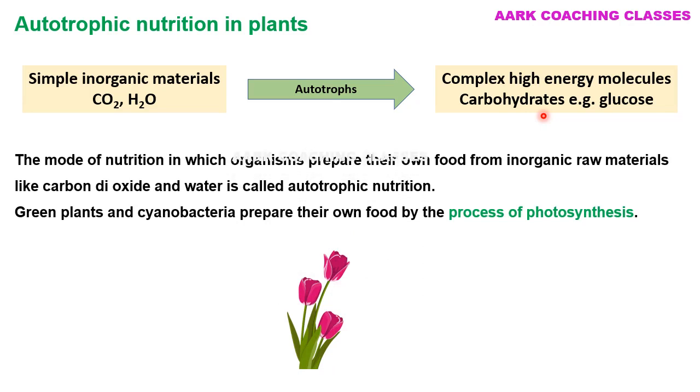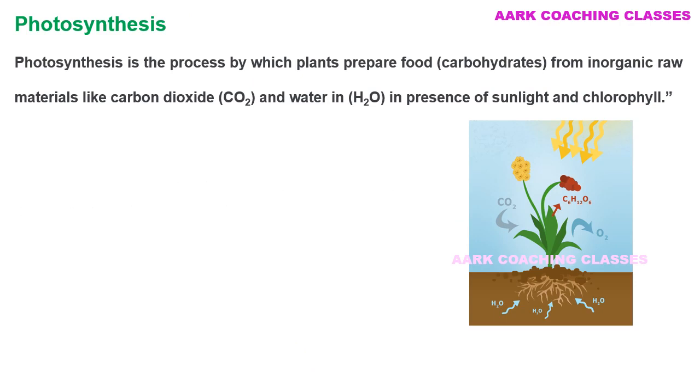Now, the mode of nutrition in which organisms prepare their own food from inorganic raw materials like carbon dioxide and water is called autotrophic nutrition. Green plants and cyanobacteria prepare their own food by the process of photosynthesis.